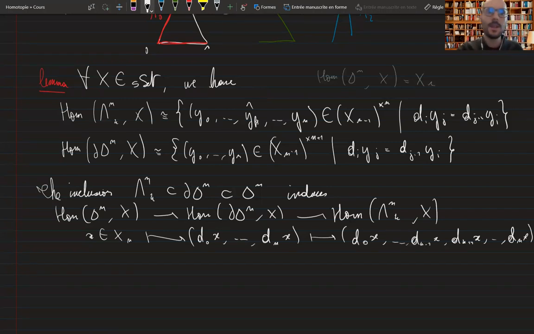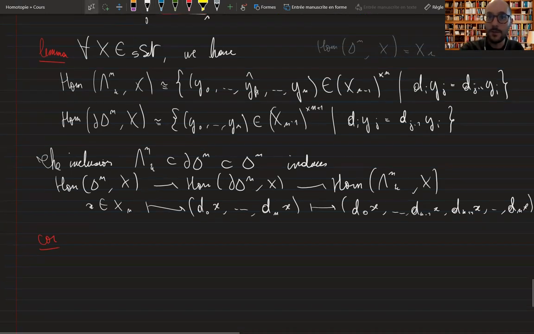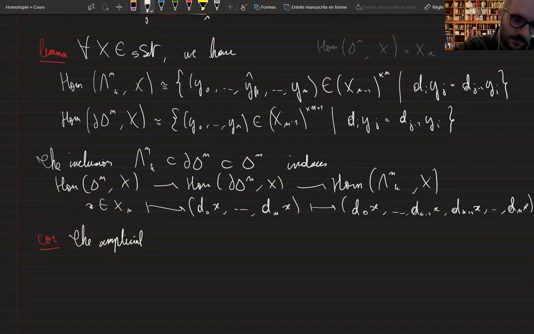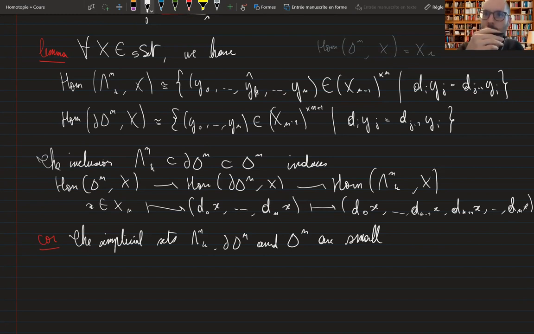All right. So is this okay for everyone? I saw it was also in Bruno's notes, so I'm not going to prove it. But I will include one corollary that is going to be very useful for us. So the simplicial sets lambda and k, boundary of delta n and delta n are small, which means that Hom out of these simplicial sets commutes with infinite directed limits, right?